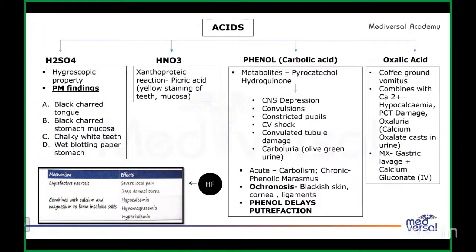Oxalic acid, on the other hand, you should always remember anytime a patient is coming to you in the emergency complaining of consumption of an unknown poison, and there is a coffee ground vomitus, a coffee colored vomiting, it is most likely supposed to be oxalic acid. Oxalic acid is something that chelates calcium. Whenever calcium is chelated in your body, it leads to hypocalcemia, leading to tetany-like features. Again, another poison which can cause PCT damage like phenol is oxalic acid. And oxalic acid crystals, when they are excreted in urine, that's what we call oxaluria, where you find calcium oxalate casts in the urine.